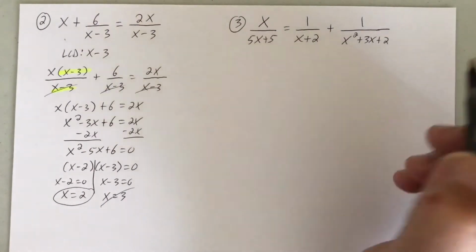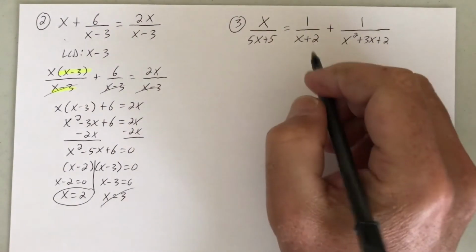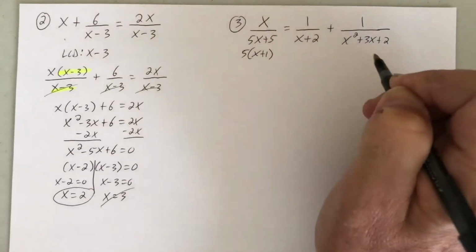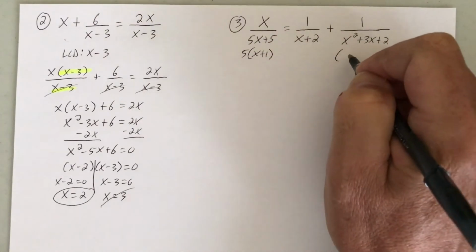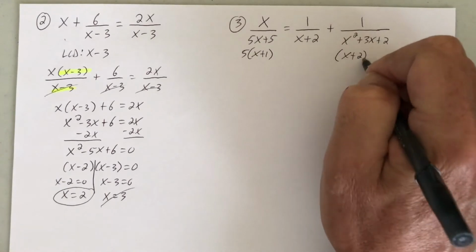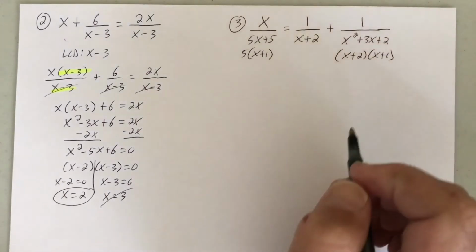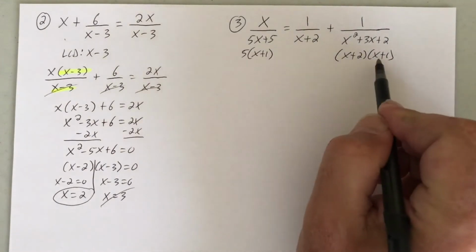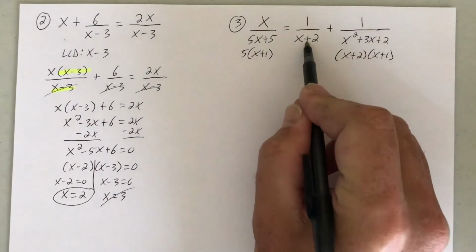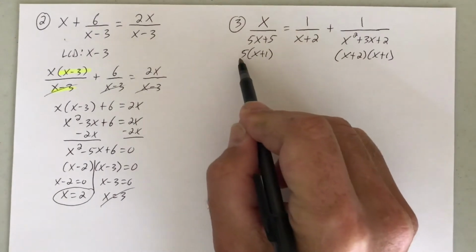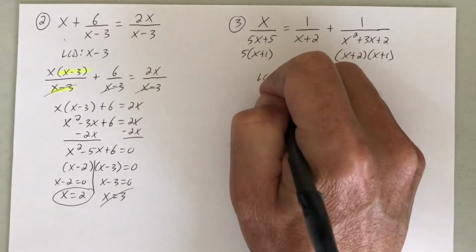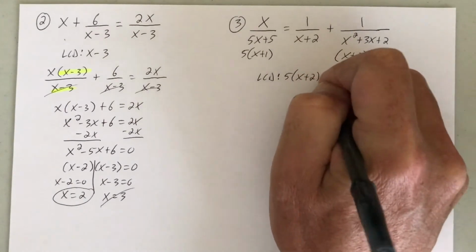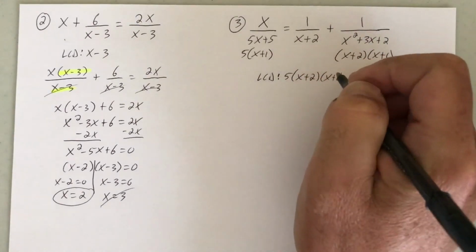Looking at number 3 here, I'm going to have to factor whatever denominators I can. So here I could take out 5, leaves me with x plus 1. And then here, this is going to be x plus 2 times x plus 1. So now my least common denominator, I have x plus 2 and x plus 1 here. I have an x plus 2, I have an x plus 1, but I also have a 5. So my least common denominator is going to be 5 times x plus 2 times x plus 1.